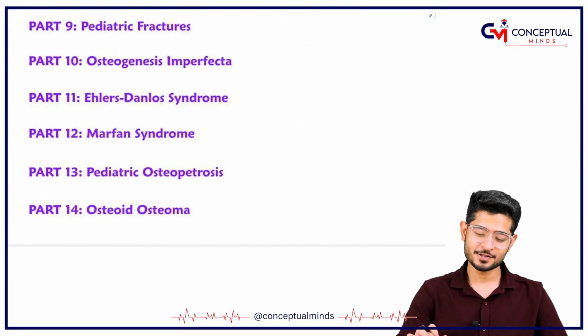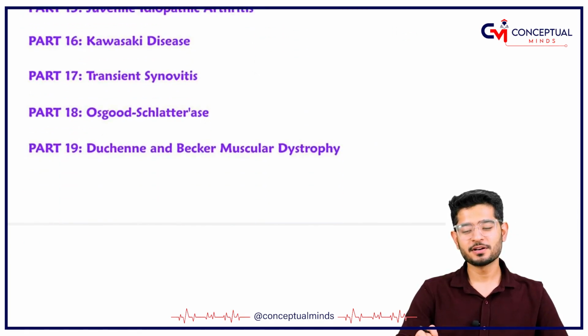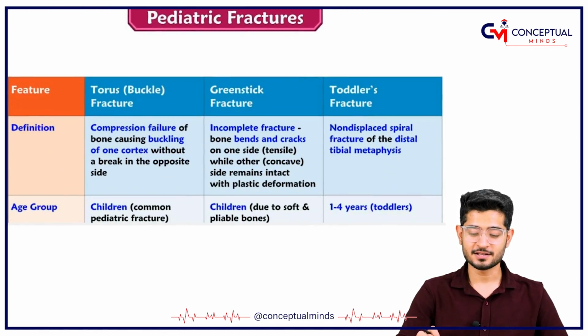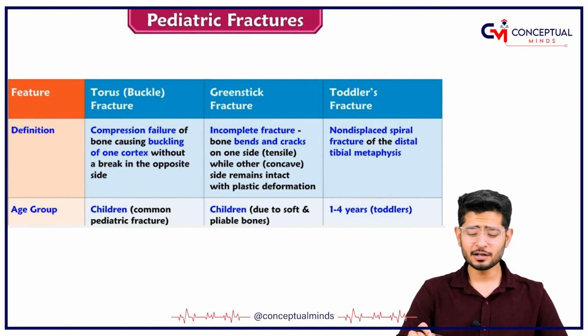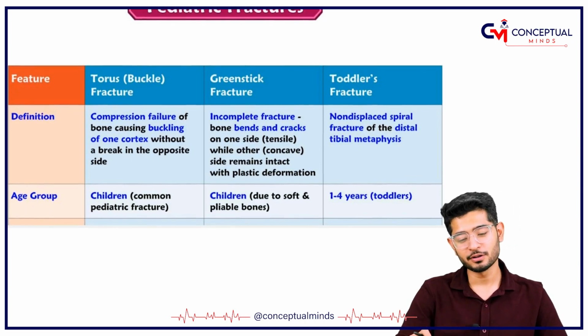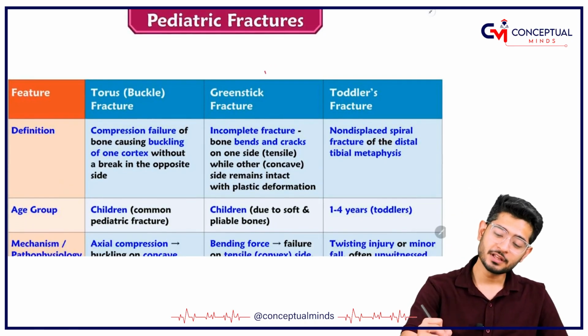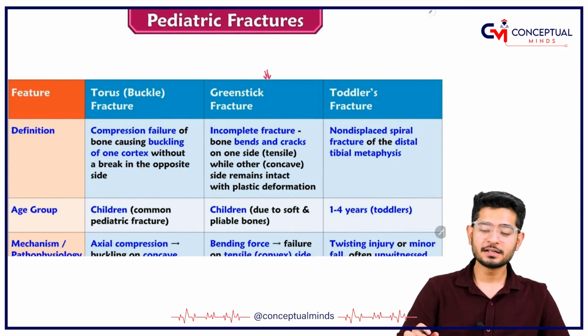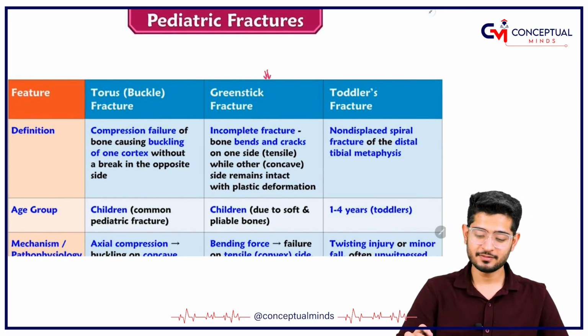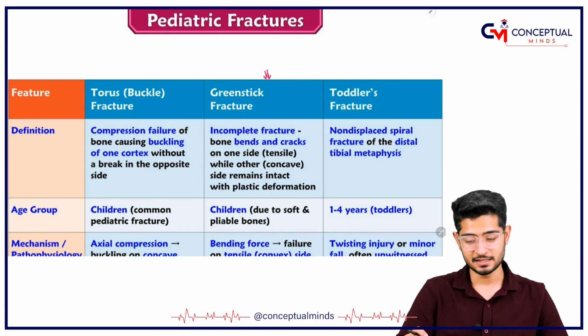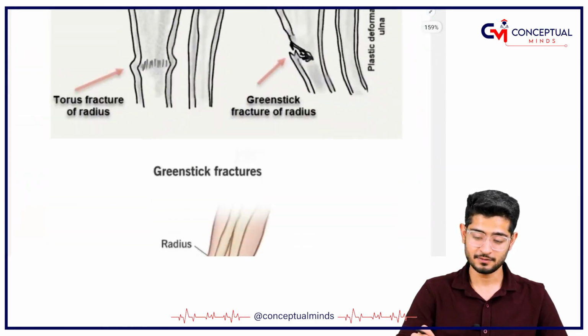The topic of discussion in the section of Pediatric Orthopedics and Rheumatology is pediatric fracture. Now there are a lot of pediatric fractures which are indeed very important, but if you ask me one out of all these fractures, that is going to be the Greenstick fracture. But let's quickly discuss all three fractures: the Torus fracture, the Greenstick fracture and the toddler's fracture.